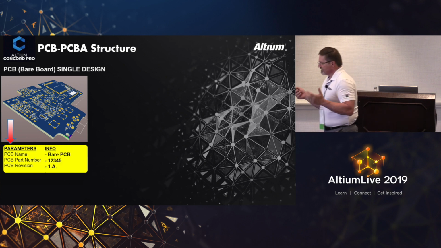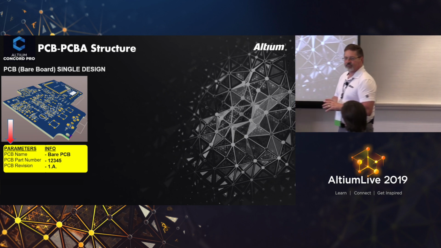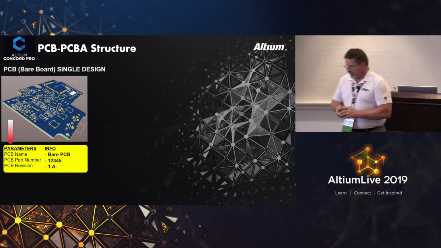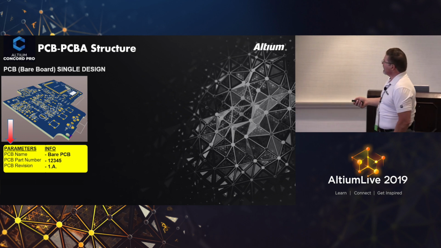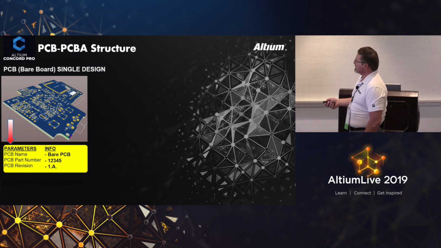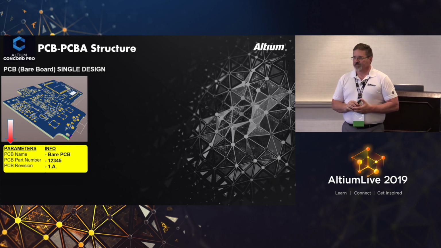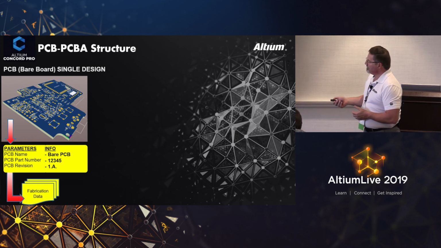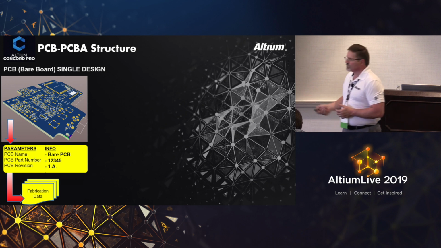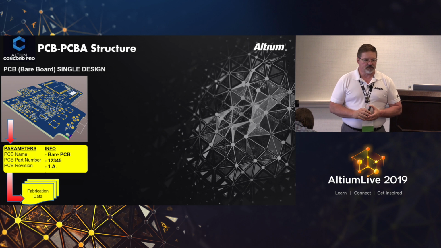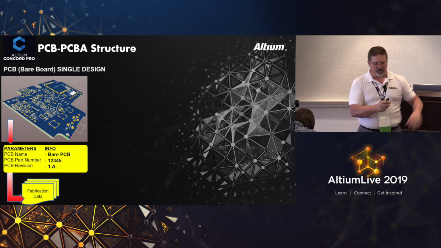So let's get some actual information here. When we start looking at templates here, we can actually see what we're talking about. So here, you actually have bare PCB. Let's say we have a part number of 1, 2, 3, 4, 5, and we have a PCB revision of 1A. Very simple. Okay? So from that information right there, that's where you get your fabrication data. That's what creates that. That's your PCB side.